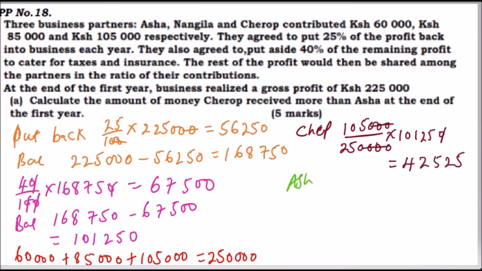Then we can calculate for Asha. Asha had contributed 60,000. You divide by 250,000. You multiply by the amount to be divided, 101,250. You get that Asha got 24,300. Of course, you can simplify there, and you divide that, you multiply with your calculator.